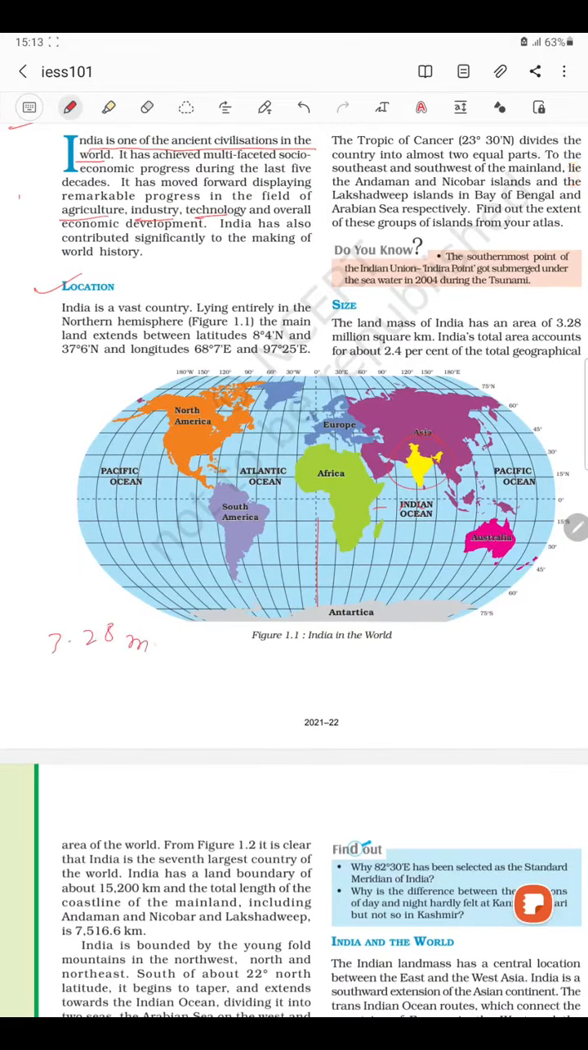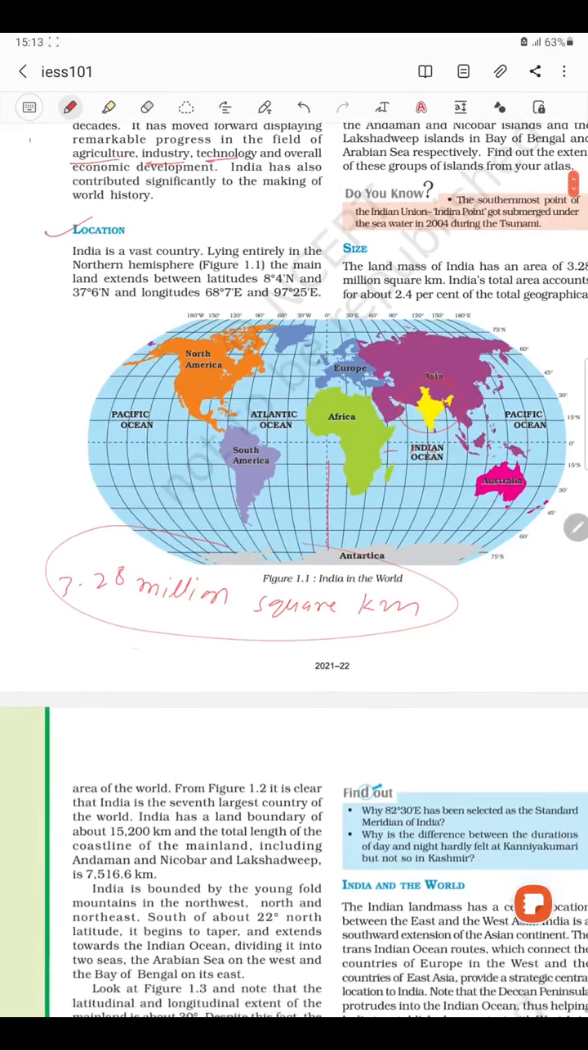3.28 million square kilometer. This area is what? Only 2.4% of the world area. By the area, India's position is the 7th. India is the 7th largest country according to area, but by the population, India is the second largest country after China.